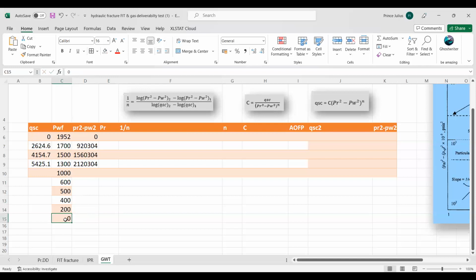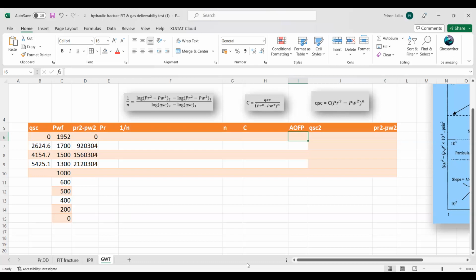AOFP can also be given as C into PR square power N. So that also I can take it as C like this. AOFP can be simply given as C into PR square power N. If I know the value of C and the value of N, I can get the value of AOFP. Since the pressure squares also will be observed, first of all, we will estimate that also.